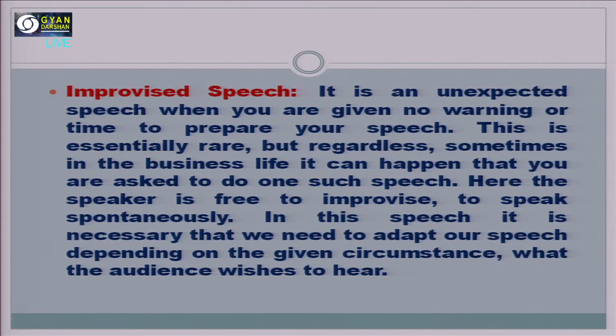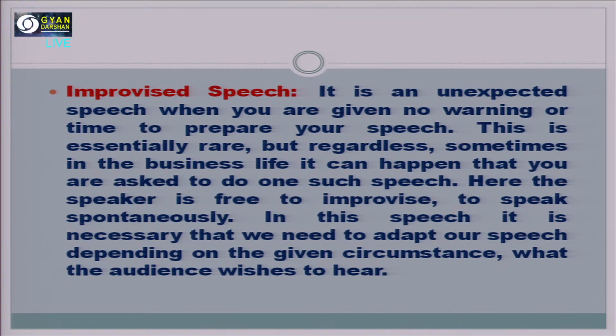Then there is another form of speech which is called improvised speech. From the word itself, you would come to know, Dr. Nisha, it is how you improvise according to the situation. Improvised speech is an unexpected speech when you are given no warning or time to prepare your speech. This is essentially very rare. It does not happen all the time, but sometimes, given unexpected circumstances, you may be suddenly asked to speak on a particular issue or address the audience.